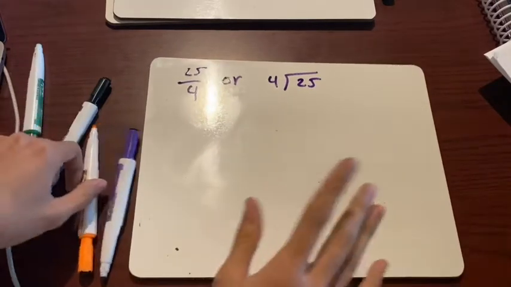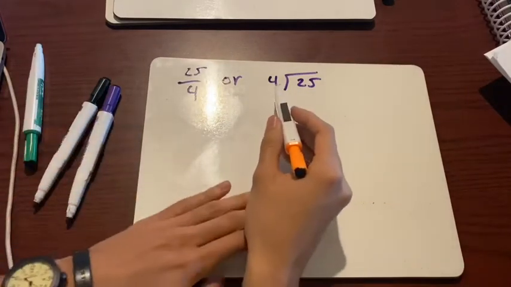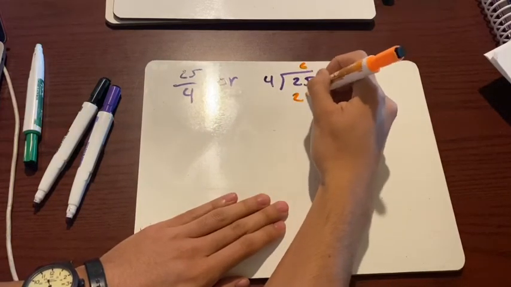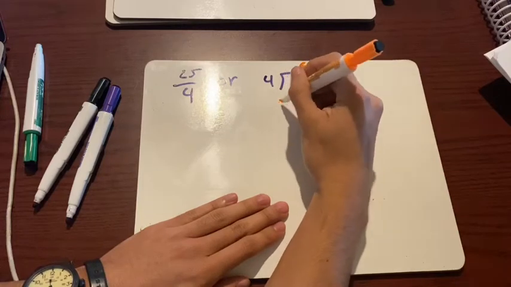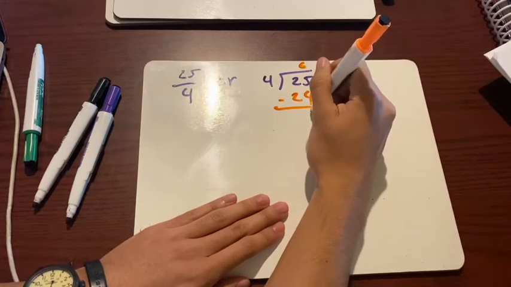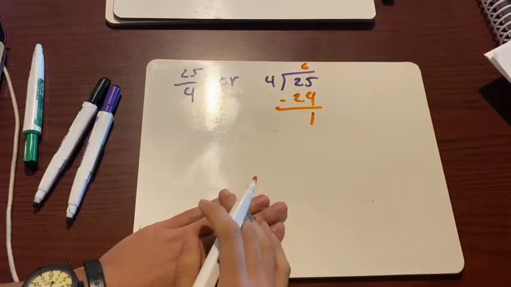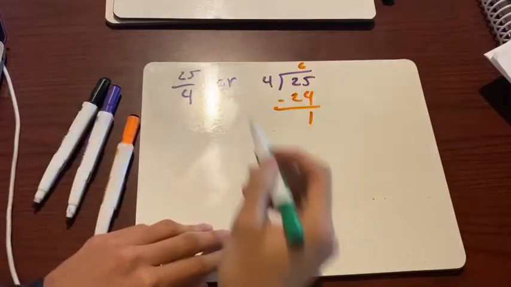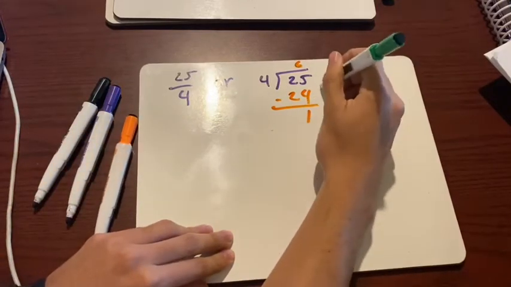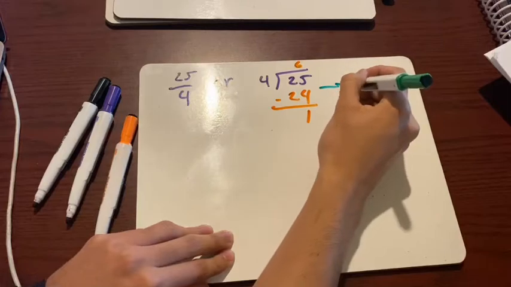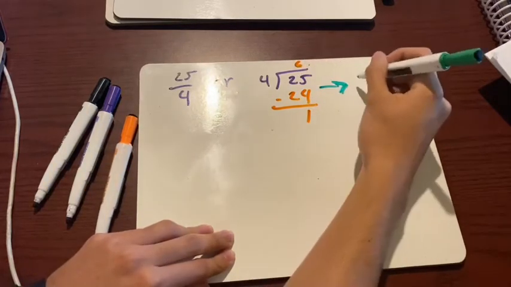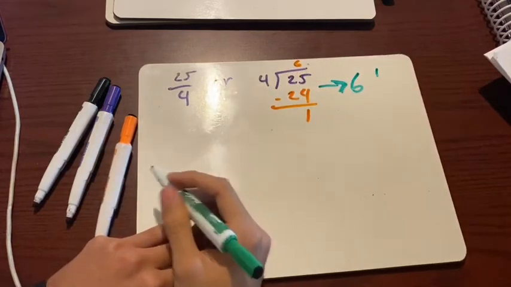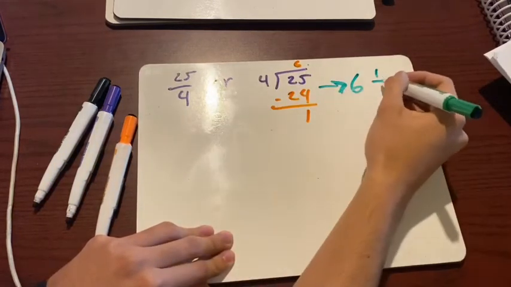Check this out, everybody. This is a cool part. Let's divide this. 4 goes into 25 how many times? 6. 6 times 4, 24. 25 minus 24, 1. We can definitely get a mixed number from this. What is my whole number? The 6, right? What is my numerator? The 1. And what is my denominator? The 4.